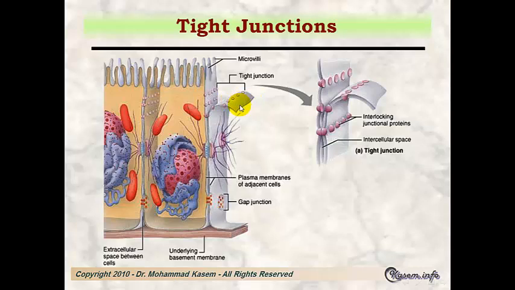Let's see the tight junctions. In the tight junctions, it looks as if the two cell membranes are fusing together. They call it tight junction, but actually they are not fusing. They look as if they are fusing. In this type of junction, we see spots or kisses between two cells that fuse the two membranes together.